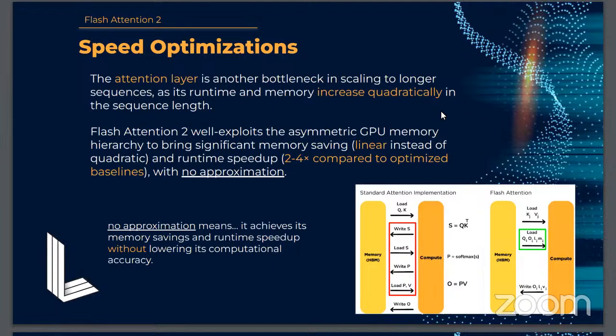The attention layer is another bottleneck in scaling to longer sequences, as its runtime and memory increase quadratically in the sequence length. FlashAttention 2 exploits the asymmetric GPU memory hierarchy to bring significant memory savings, bringing down the attention layer from quadratic to linear, and a runtime speedup of 2 to 4 times compared to optimized baselines, with no approximation. No approximation in this context means it achieves its memory savings and runtime speedup without lowering its computational accuracy. Next.